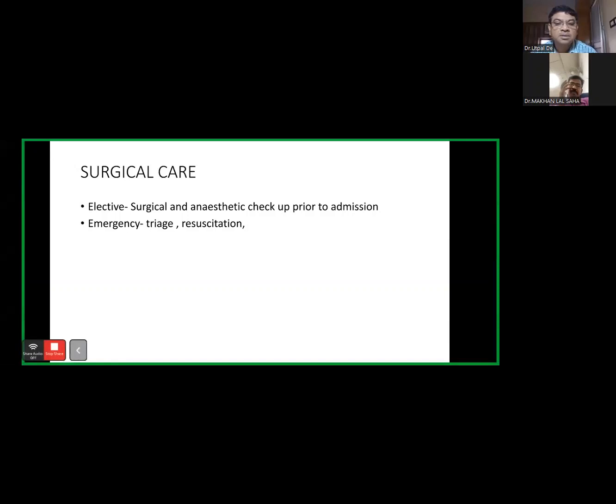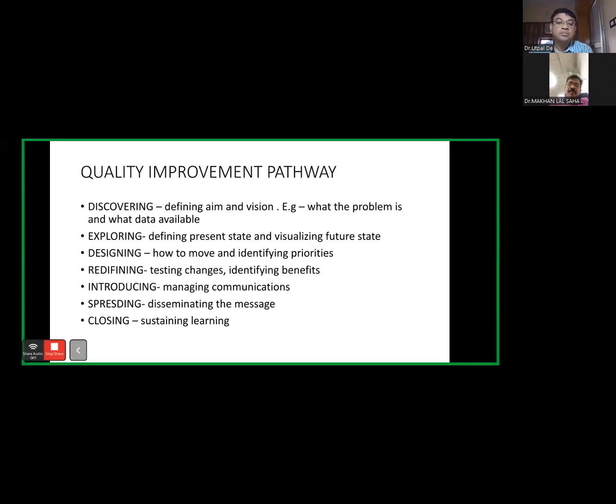In the quality improvement pathway, there are some steps. Discovering is defining the aim and vision, that is what the problem is and what data are available. Then exploring is defining the present state and visualizing the future state. Designing is how to move and identifying the priorities. Then redefining is testing the changes and identifying the benefits. Introducing is managing communications. Spreading is disseminating the message, and closing is sustaining the learning.